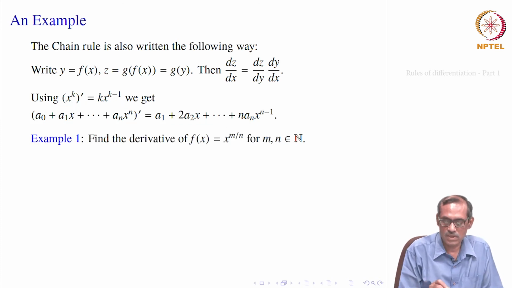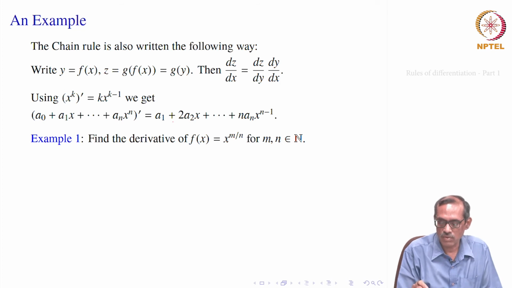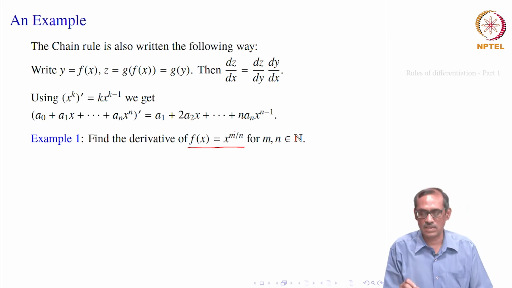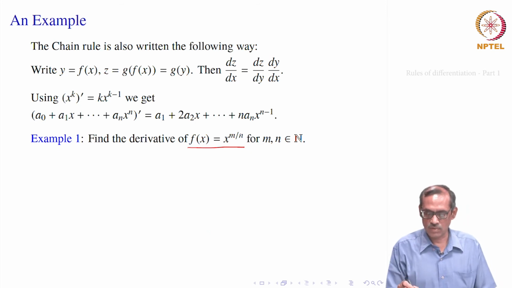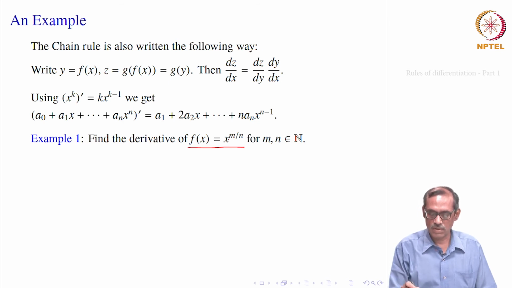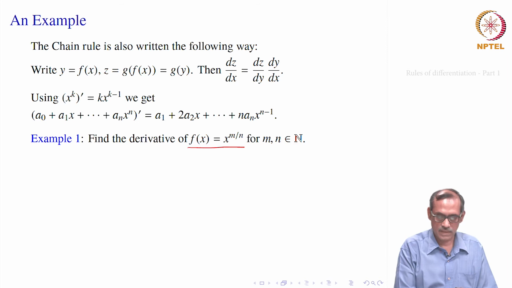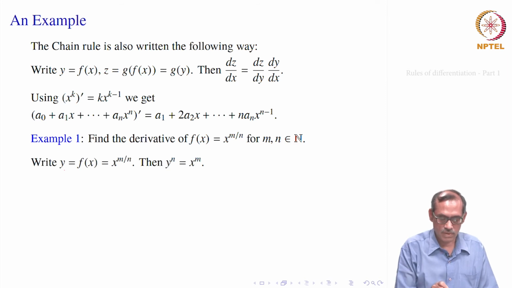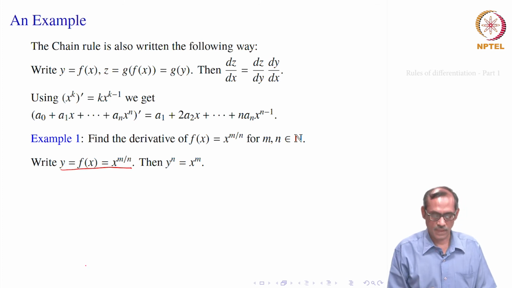Okay, let us see this. Apply chain rule and this on a function having x to the power m by n, a rational power, not only natural numbers here. So, they are positive powers. So, negatives, 1 by x, will come later. So, f x equal to x to the power m by n. Okay. So, here what we do? We write y equal to f of x equal to x to the power m by n. We want to find out dy by dx. This is what we want to find.